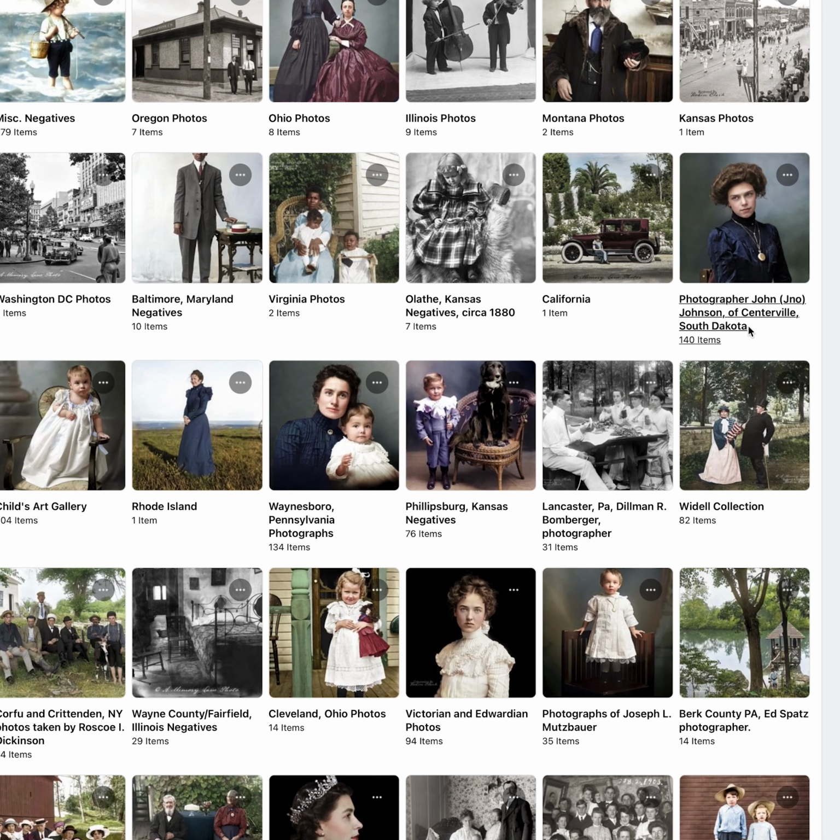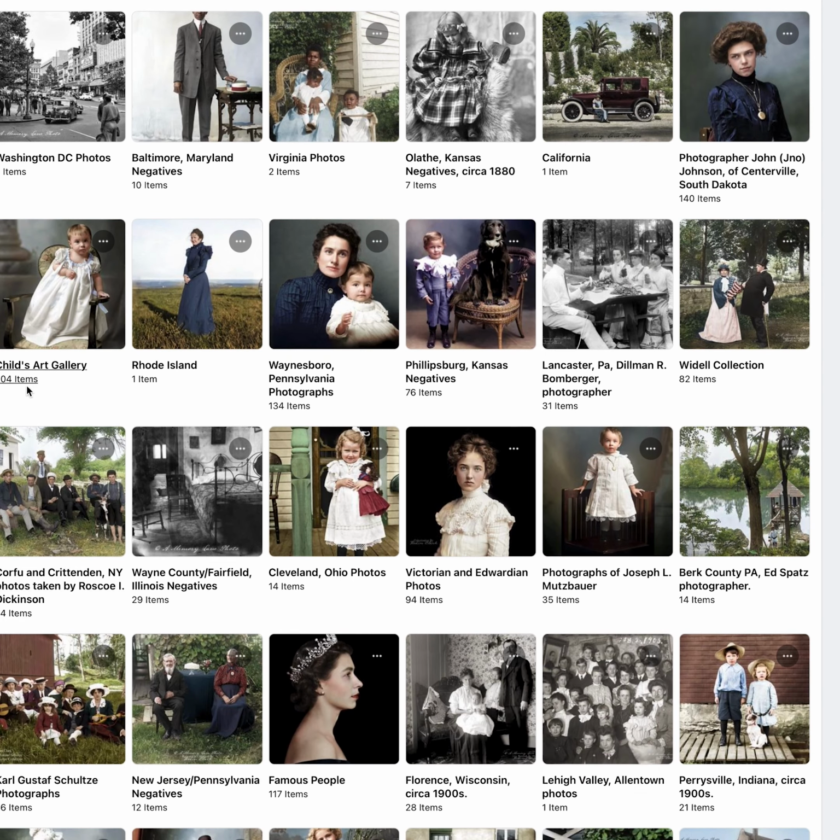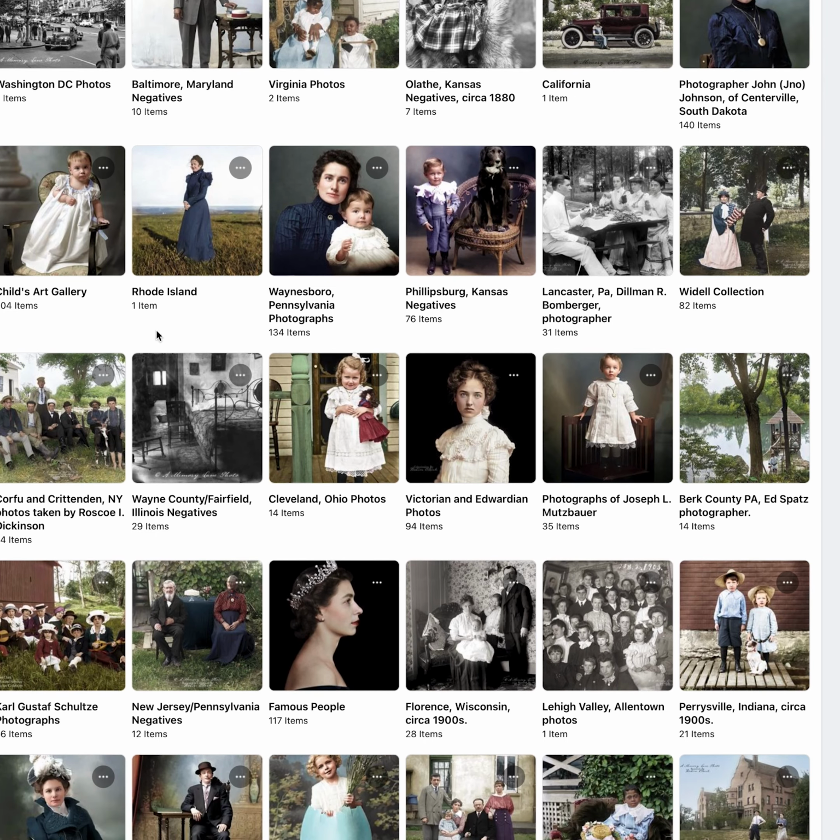This is South Dakota, and I don't have any other South Dakota pictures, so for right now, this is all photographs of John Johnson. I have over 200 of those negatives, so I probably would keep that. The same with the Child's Art Gallery. I don't have any other Michigan photographs, but I have so many of the negatives, I probably would keep this. Lancaster, PA, that's the same thing.